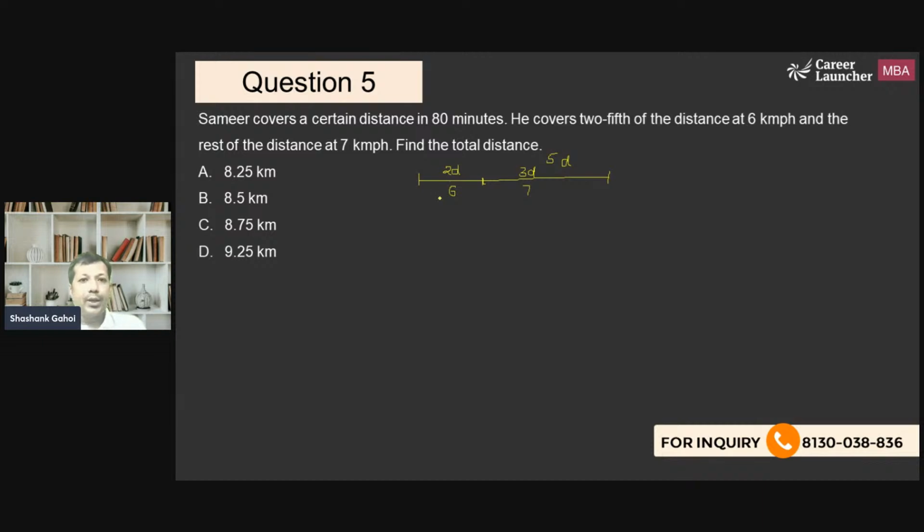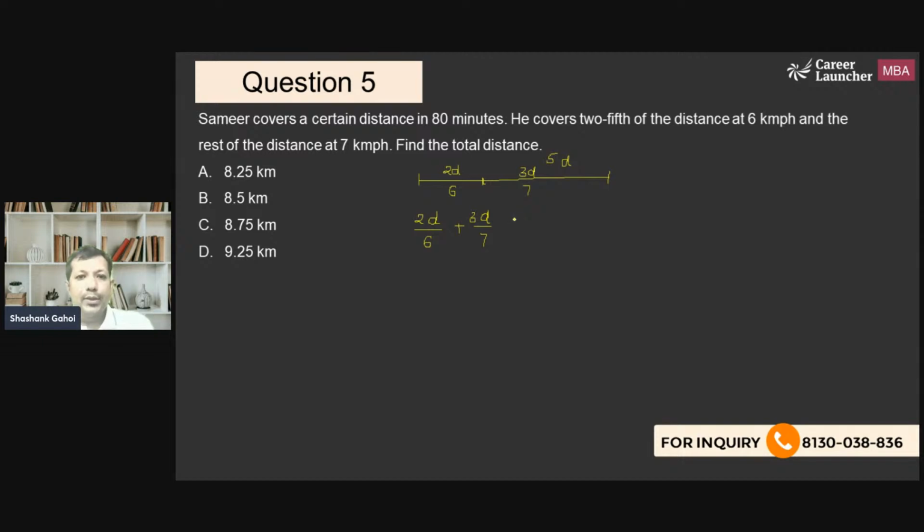So, एक तो ये अप्रोच है. अगेन वी आर गोइंग टू सॉल्व दिस क्वेश्चन बाय टेकिंग टू अप्रोचेस. ठीक है. So total distance is 5D and, okay, fair enough. So basically what is the total time he is going to take here? That is 2D upon 6. What is the total time he is going to take here? That is going to be 3D upon 7.